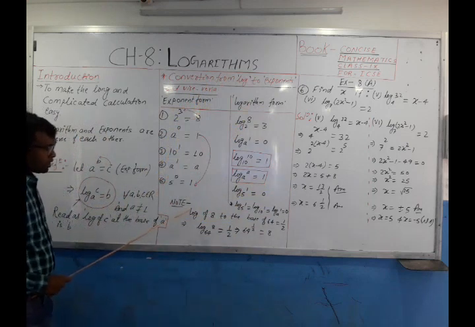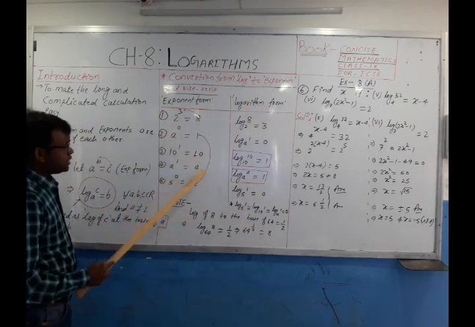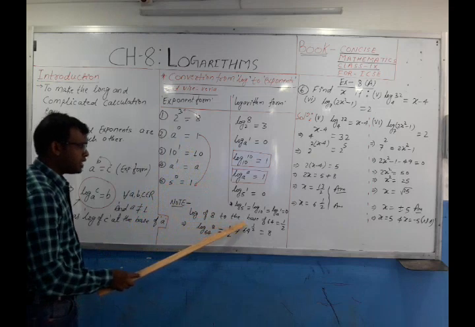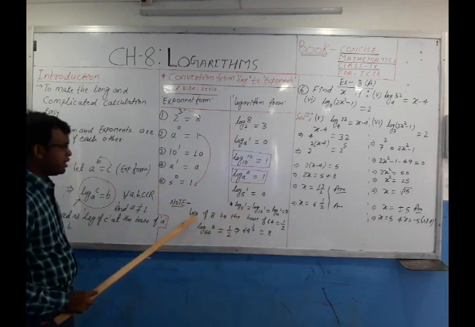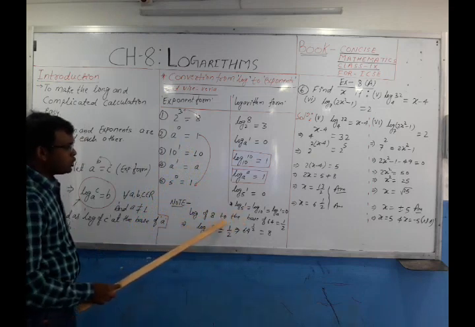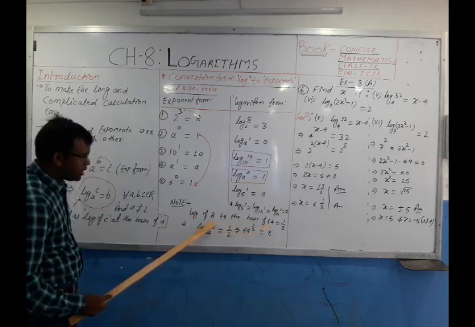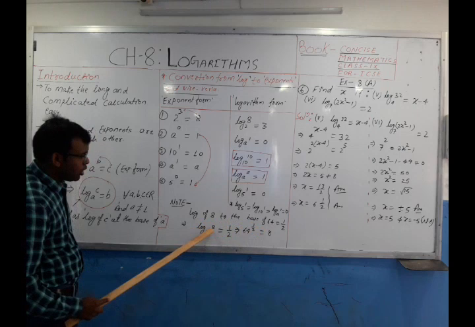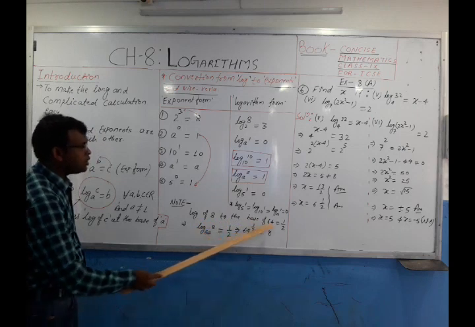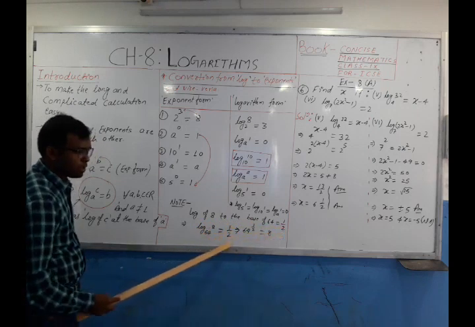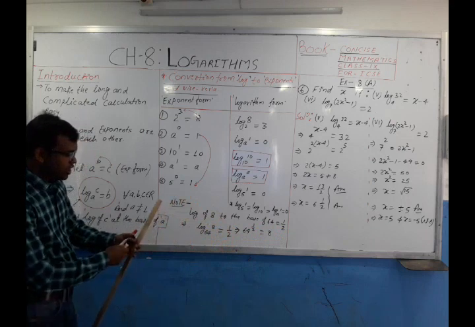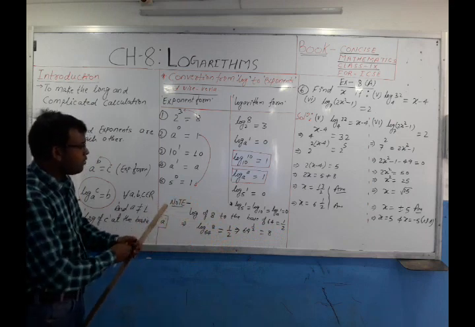Note, if this is written in the form of a sentence or statement, how can we write it? Log of 8 to the base of 64, that is log base 64 of 8, is equal to 1 by 2. That means we can change this log into the form of an exponent.